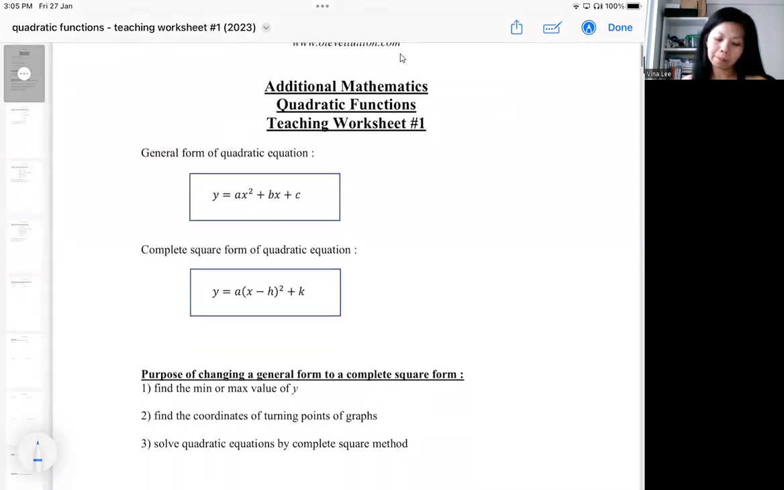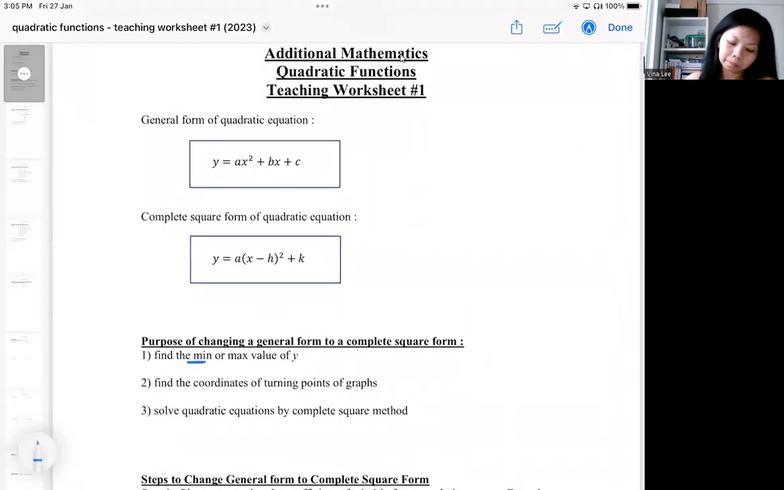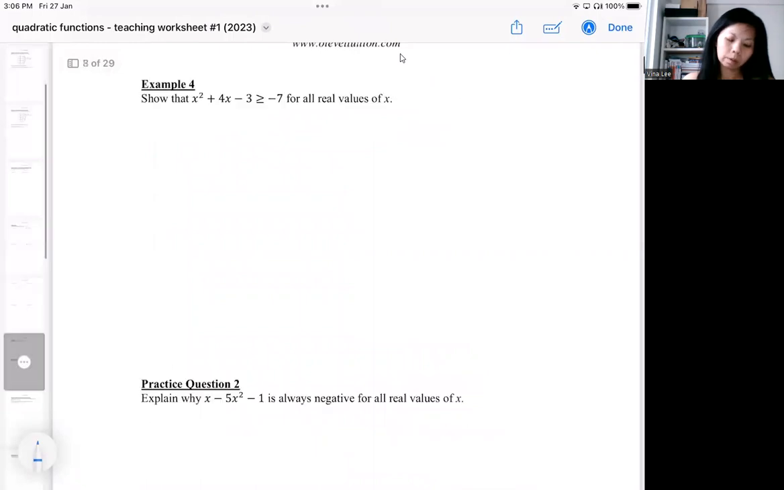So remember the purpose of completing the square. These are the three purposes of completing the square. One of the main things about completing the square is to get the maximum and minimum. And only for A math, you'll be used to explain questions. And later on, this part will be used in real world context. For E math, you don't really need to do too much explanation.